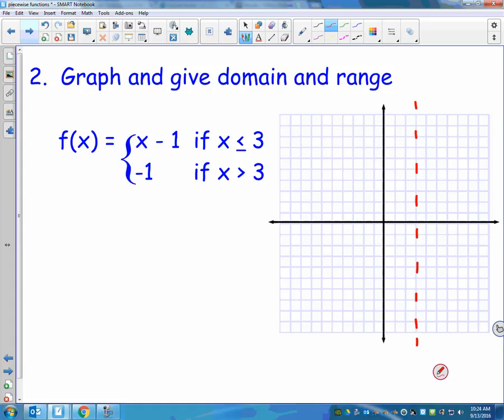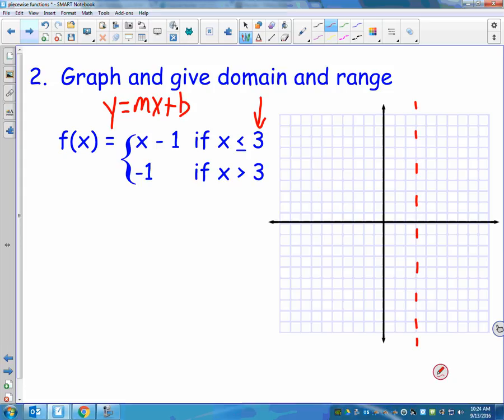Where's the domain changes, which is at 3. That's how I knew to put it at 3. And then I have to know how to graph. You can make an XY chart, but hopefully when you see x minus 1, you think of good old y equals mx plus b, and you're just going to graph that line.